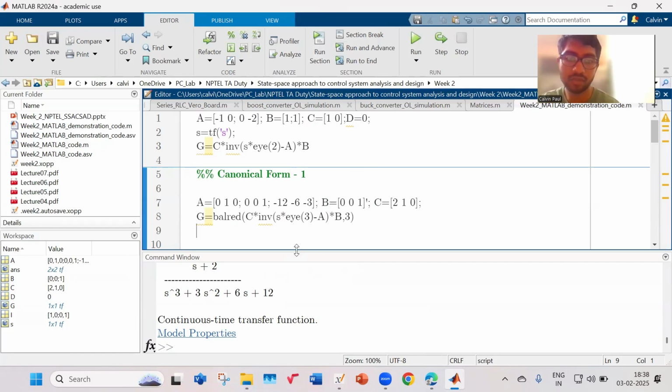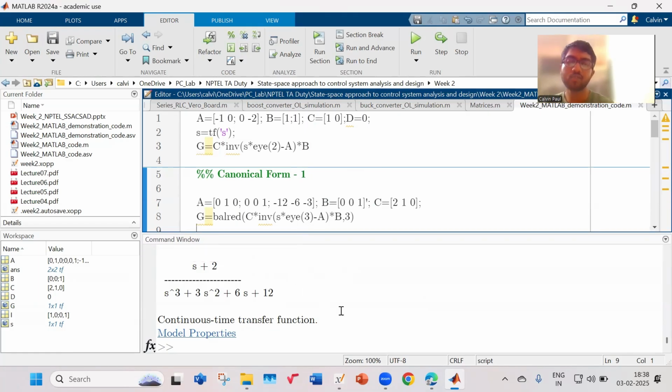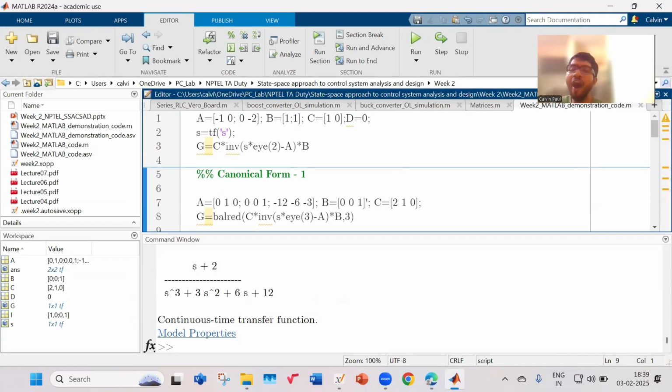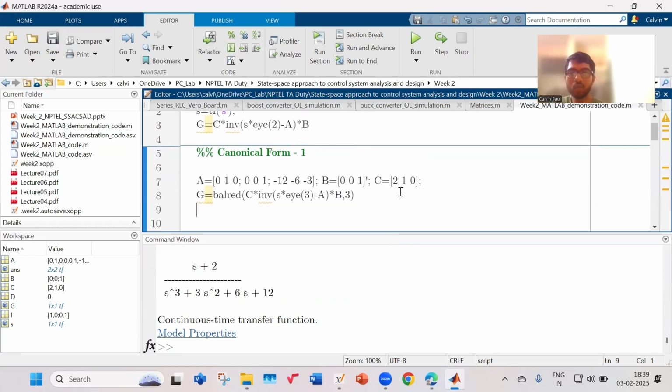So we got the transfer function to be s plus 2 upon s cube plus 3s square plus 6s plus 12, which is the transfer function which we had originally used, from which we derived this first canonical state space representation. So I hope there's no doubt in this.